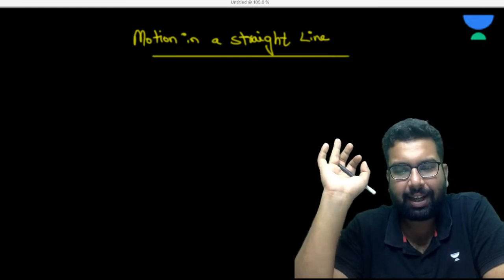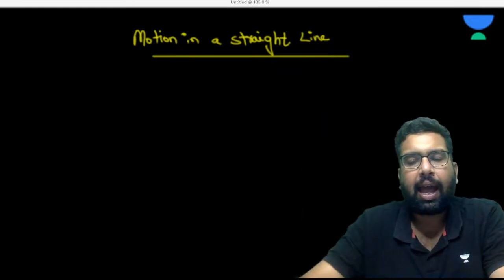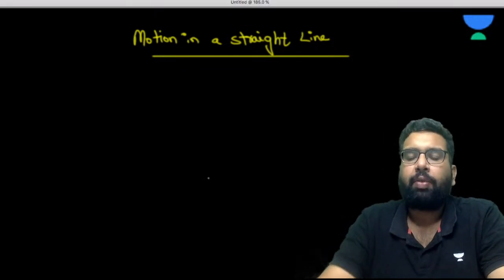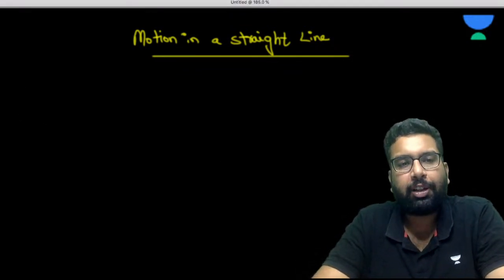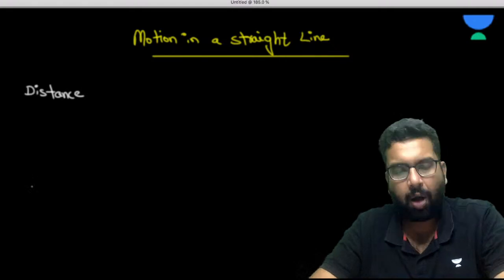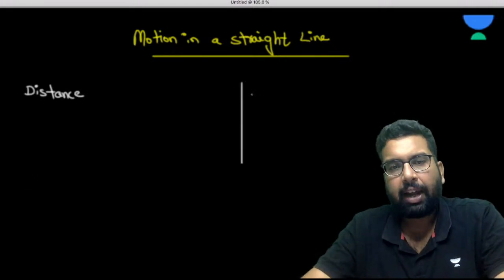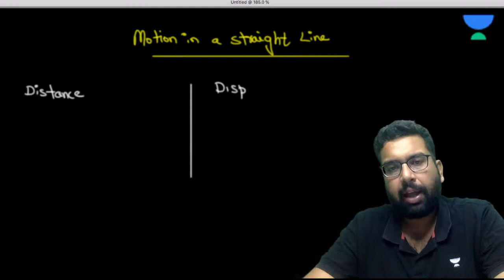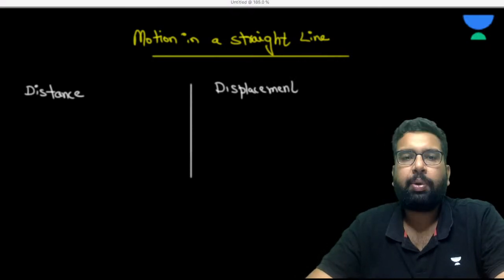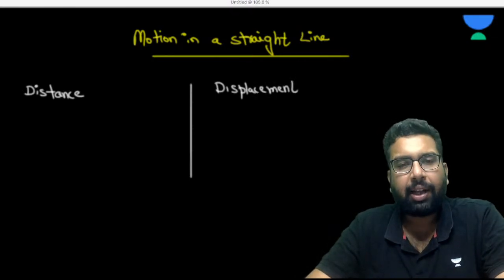Let's start with the basics, and we have to be very objective also. I want to finish this part very quickly. So there are two things: one is distance and one is displacement. So what is the difference between distance and displacement? I hope we have heard both of these terms, na? We have heard about the distance, we have heard about the displacement.